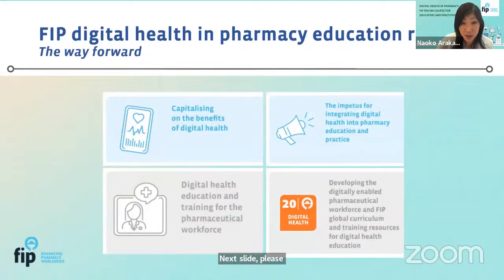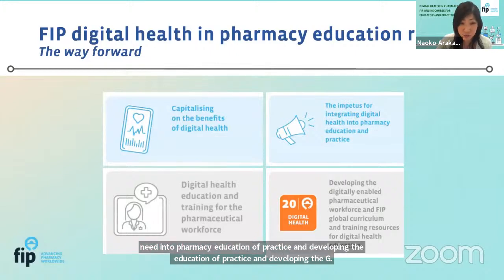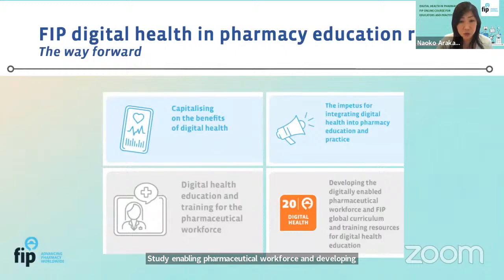So based on the evidence provided in the previous slide and report, that report identified what is needed for the future. And these are the four things identified, including capitalizing on the benefit of digital health and digital health education and training for the pharmaceutical workforce, integrating digital health into pharmacy educational practice, developing the digitally enabled pharmaceutical workforce, and the FIP global curriculum and training resources for digital health education. This fourth recommendation was well captured in the global survey, which I'm going to show you in the next slide.